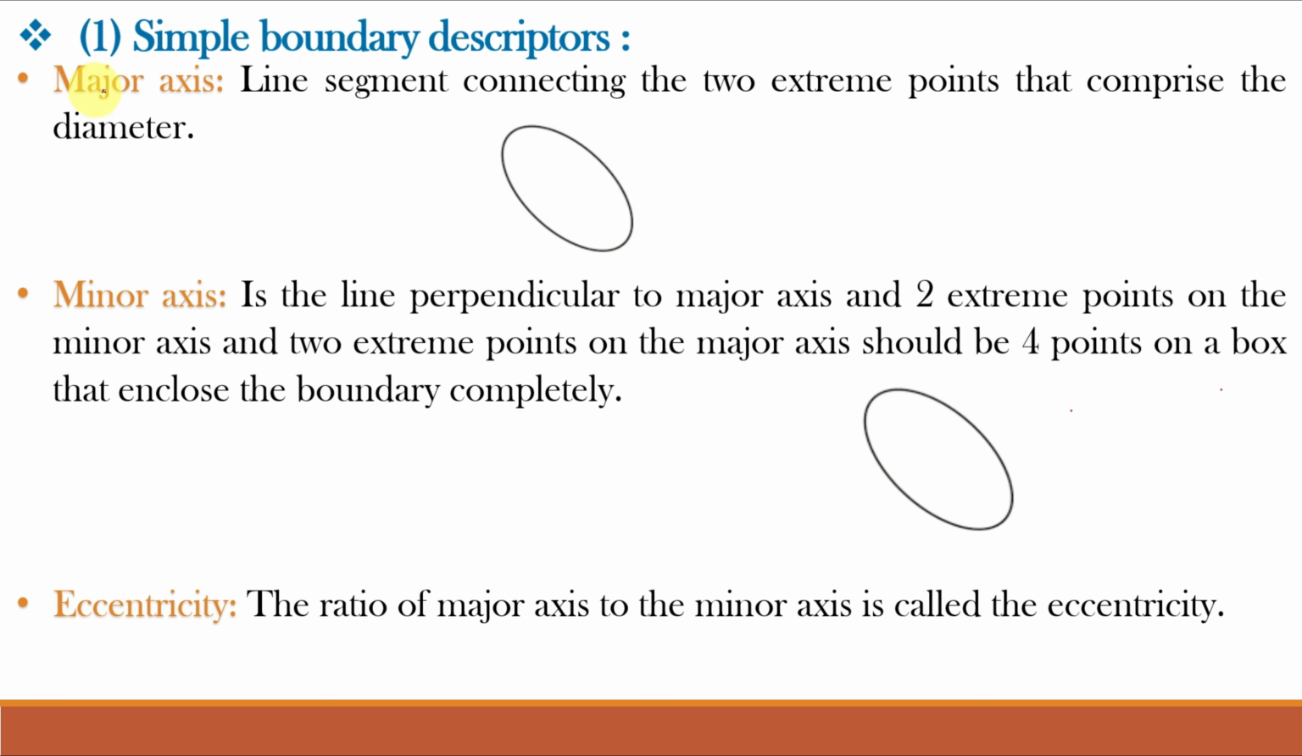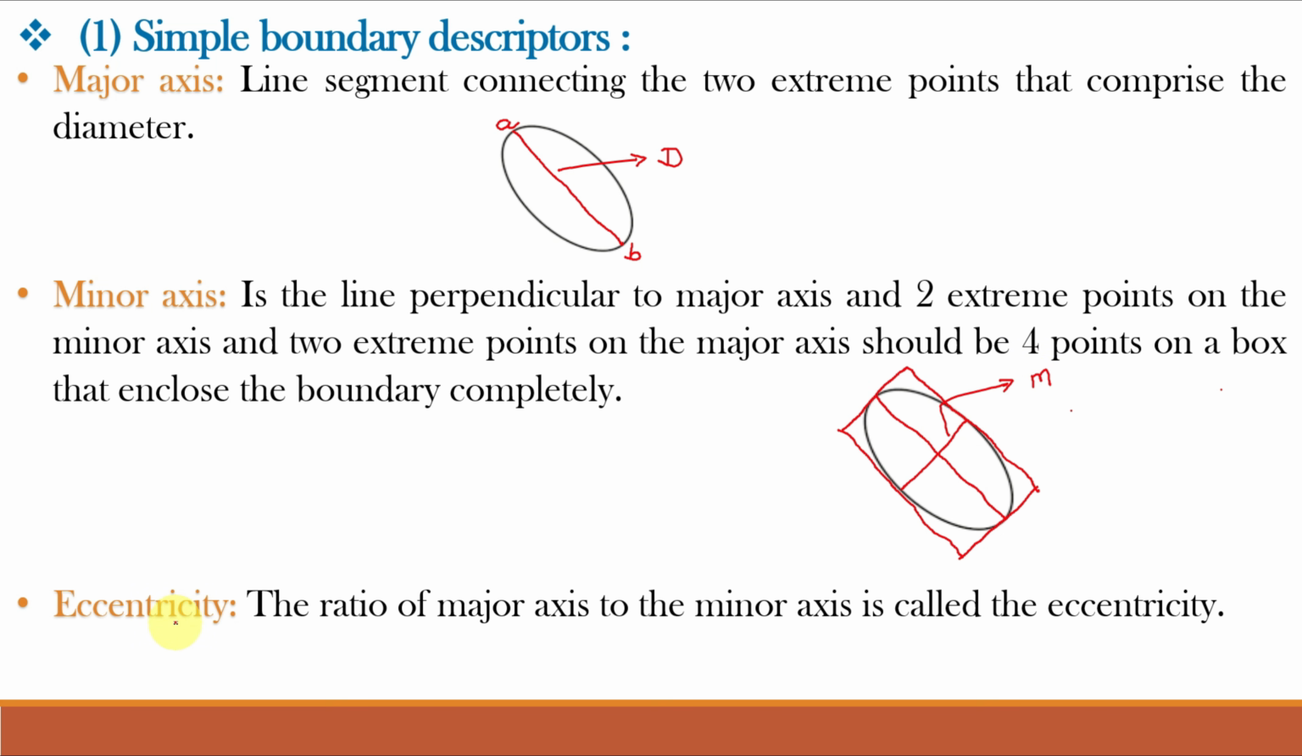Next simple boundary descriptor is major axis, which we have just seen. Major axis is the line segment joining the two extreme points that comprise the diameter. So here two extreme points are A and B, and this is the diameter. Next is minor axis. What is minor axis? Minor axis is the line perpendicular to the major axis, and two extreme points on the minor axis and two extreme points on the major axis should be the 4 points on a box that enclose the boundary completely. So this is the major axis, and the line perpendicular to this major axis having two extreme points is this one. So this box will enclose this boundary completely. So this will be the minor axis.